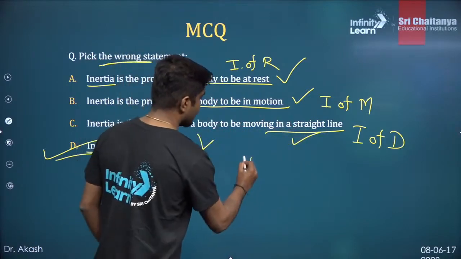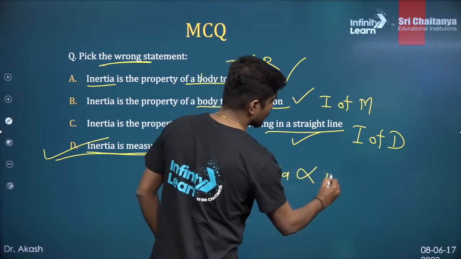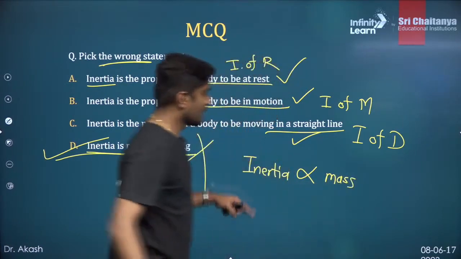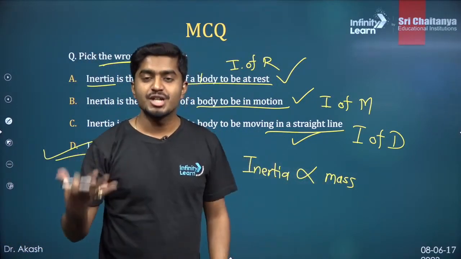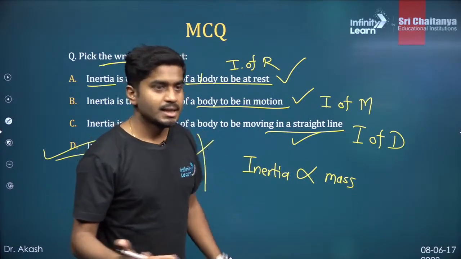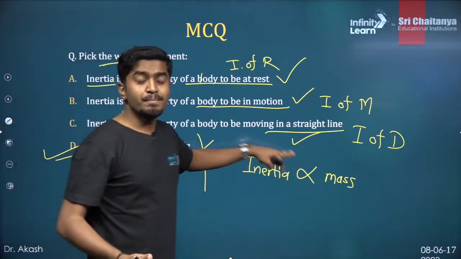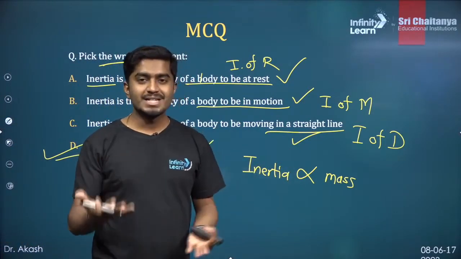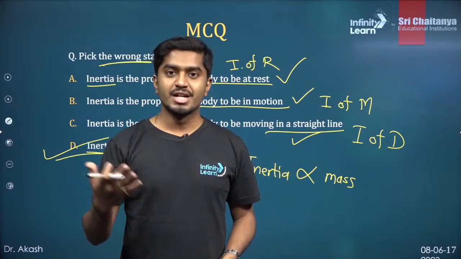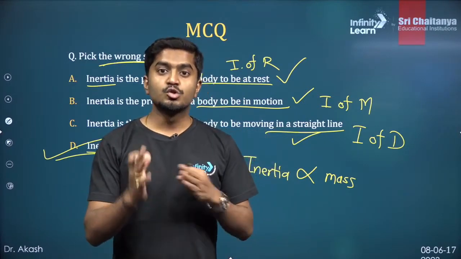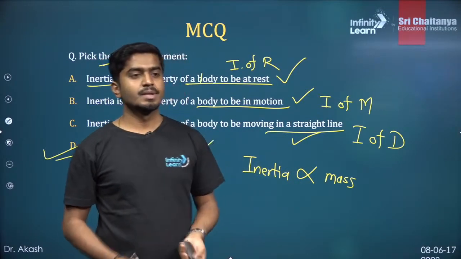Or we can say inertia is proportional to the mass. I never said inertia is equal to the mass. Mass is only a measure of the inertia. So that is the reason this statement is wrong. We cannot measure the inertia, but there are other physical quantities such as momentum or moment of inertia. We'll learn that later. Those properties we can measure. Inertia we cannot measure. Clear?